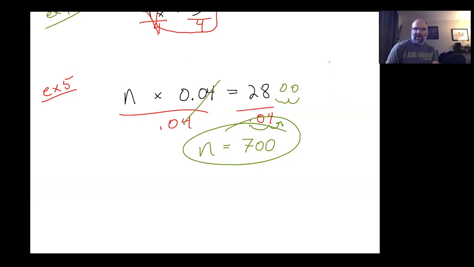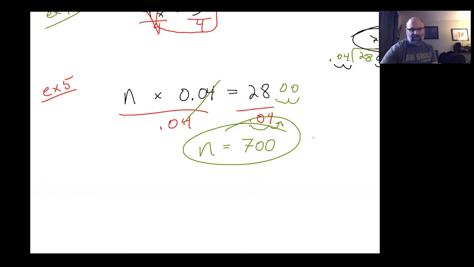You can still write it out like this, 0.04 into 28. We'll move that decimal 2 places. So move this decimal 2 places, add a couple zeros. It goes in 7 times, and then with 2 more zeros, you're done.